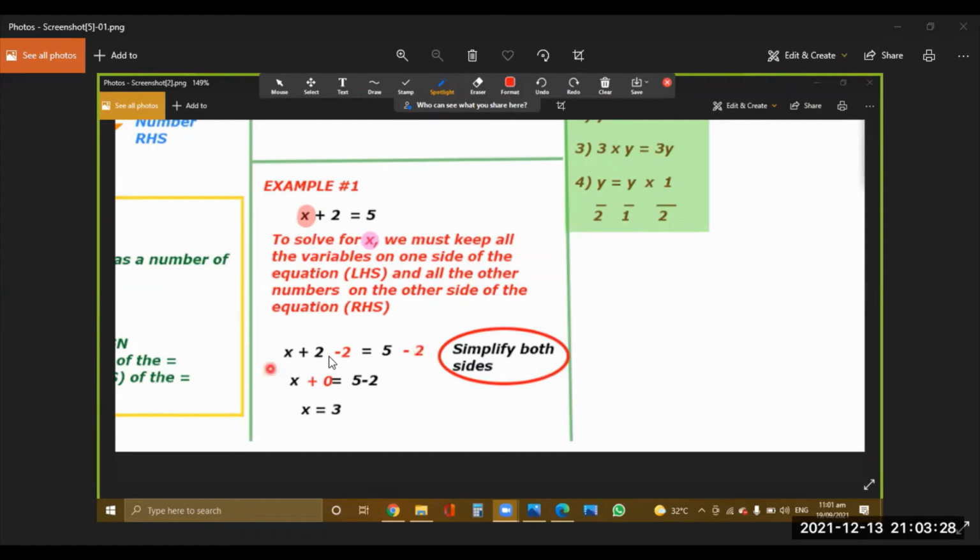So I'll say that one more time: in order to get rid of a certain number, you have to do the opposite operation of the same number. So this is x plus 2 is equal to 5, and you want to get rid of plus 2, so you minus 2 on both sides. The reason you're doing that is to totally eliminate this plus 2 here, right? So you obviously get x plus 0, and then this becomes 5 minus 2, and 5 minus 2 is 3. So your answer is very simple here, which is x is equal to 3.